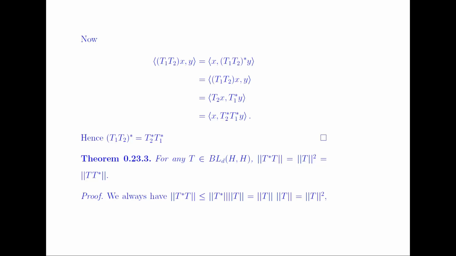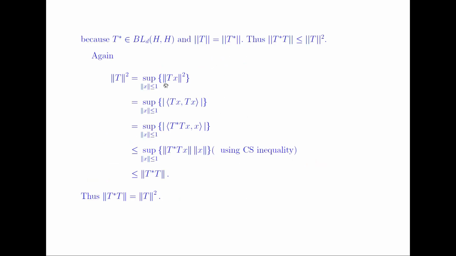And we know that the norm of T star is equal to the norm of T. We have already proved this. So we find that this is equal to the norm of T times the norm of T, which is equal to the norm of T squared. So we found that the norm of T star T is less than or equal to the norm of T squared. Clear? Now here T star belongs again to the collection of bounded linear operators from H to H. We have already proved that the norm of T is equal to the norm of T star. So this is proved.